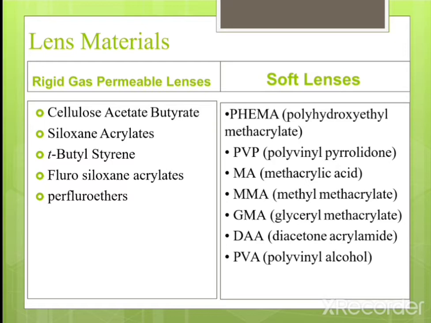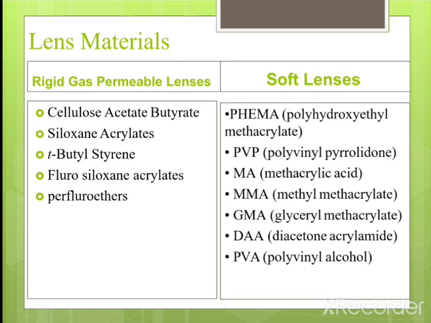RGP lenses are made of the following materials: cellulose acetate butyrate, siloxane acrylates, T-butylstyrene, fluorocycline acrylates, or perfluoroethers. Nowadays we are ordering fluorosiloxane acrylates. In the market this type of material is present. Others are also used, but the popular one is fluorocycline acrylates.